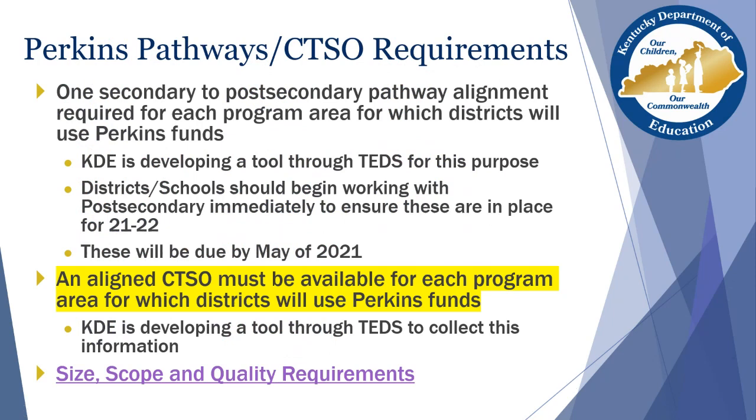So Perkins 5, I mentioned earlier, is a big change, a big shift. The federal government has changed a lot of things in Perkins, so I wanted to take a little bit of time for you to better understand what that means for your program area. One big change is each program starting in 21-22, so we have this year to kind of get you ready to roll, is required to have a secondary to post-secondary pathway alignment.